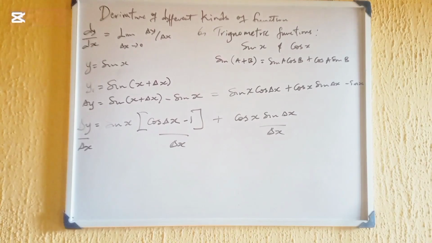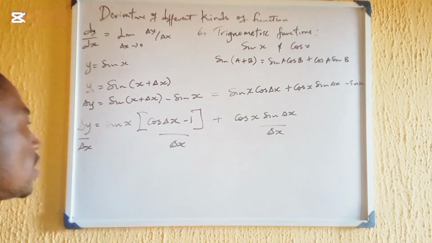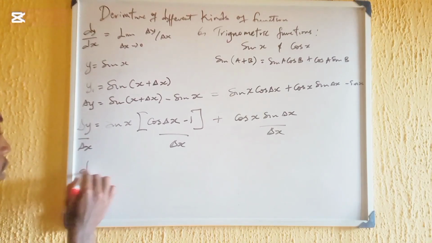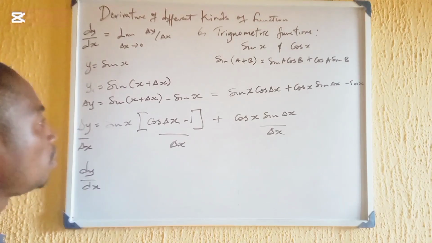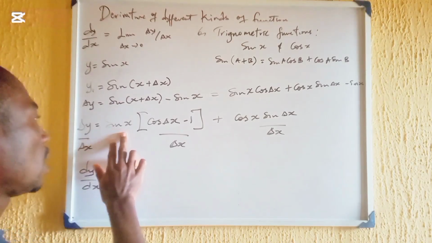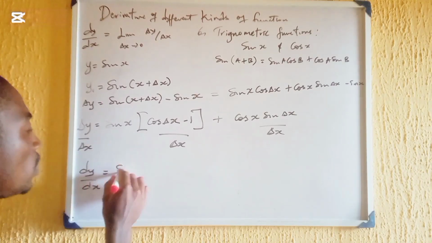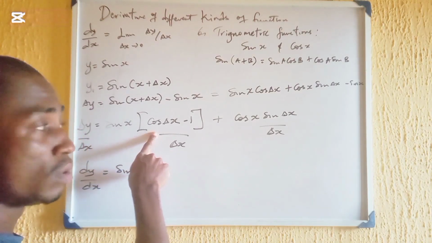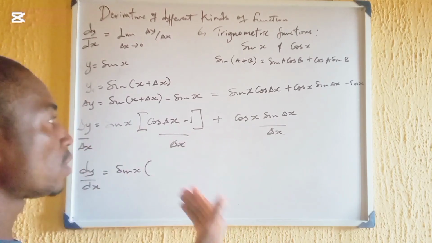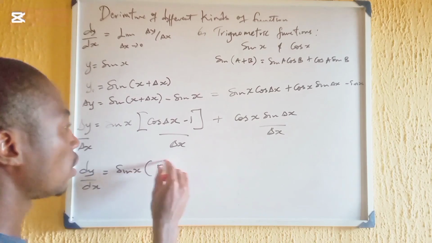So looking at this, the next step to take is to take the limit of change in y over change in x as change in x tends to 0. And that gives us dy/dx. So what will be the limit of sin x as change in x tends to 0? Of course, it will be sin x. So we'll be having sin x into... what will be the limit for this one? Already we did (cos x minus 1) over x, and that's 0. So we're having 0 here.